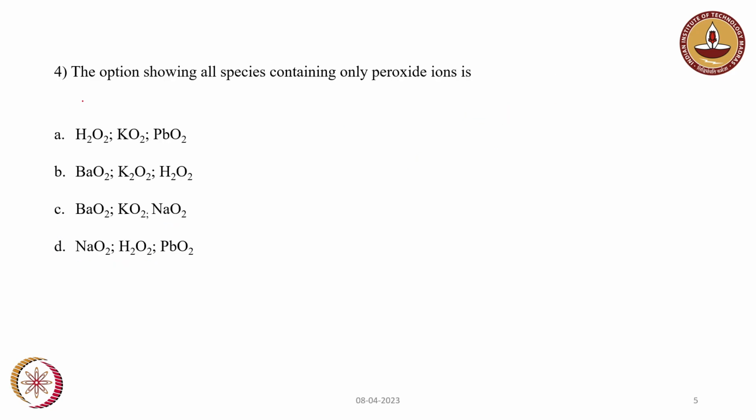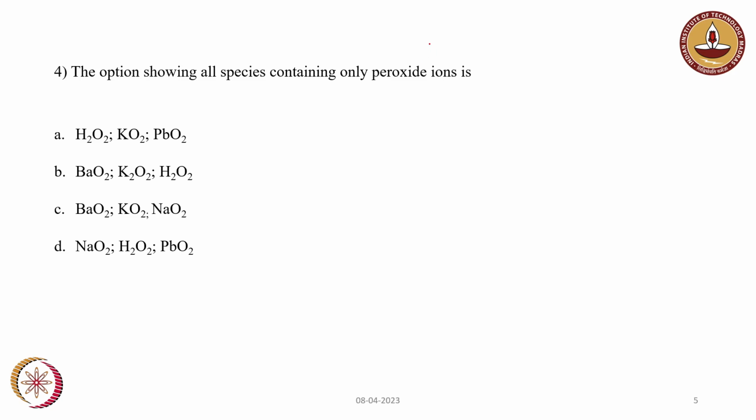The next question is: the option showing all species containing only peroxide ions. Option A is H2O2, KO2 and PbO2. Option B is BaO2, K2O2 and H2O2. Option C is BaO2, KO2 and NaO2. And option D is NaO2, H2O2 and PbO2.